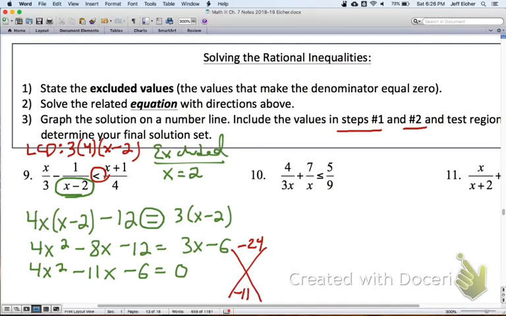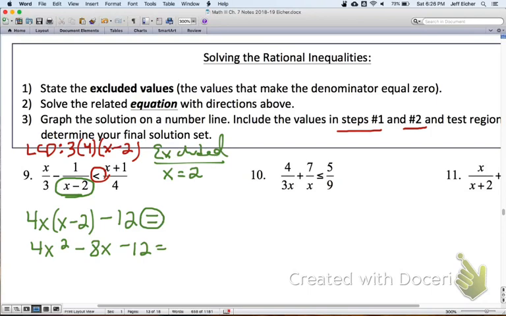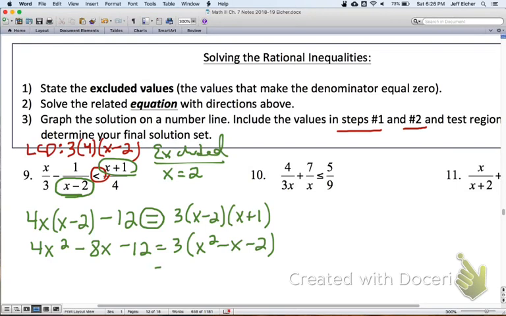I realize my right side was incorrect, so we have 3 times x minus 2, that's what I had before, but I forgot to multiply by x plus 1. So that would give us 3 times x squared minus x minus 2, which is 3x squared minus 3x minus 6. And all this comes down.